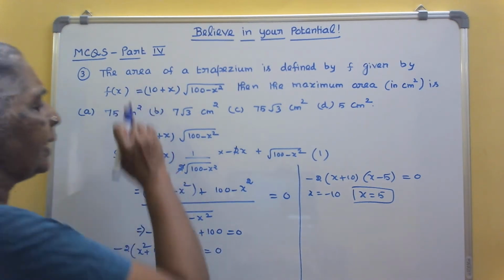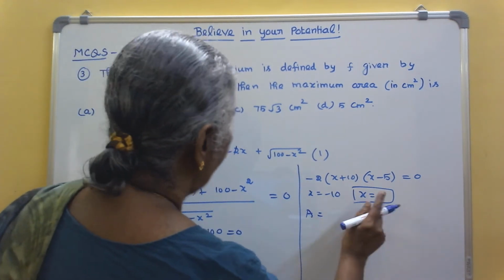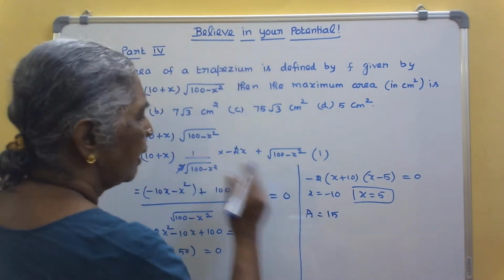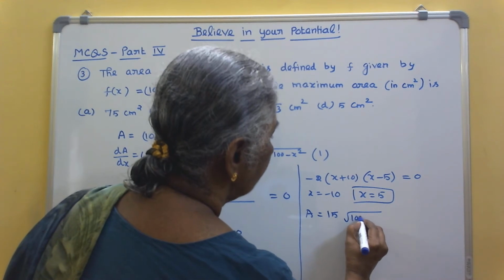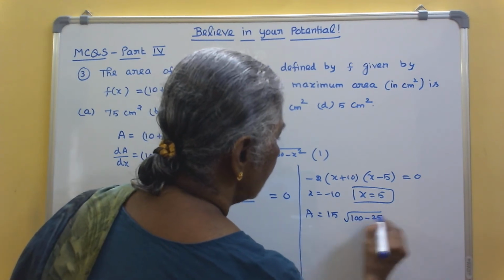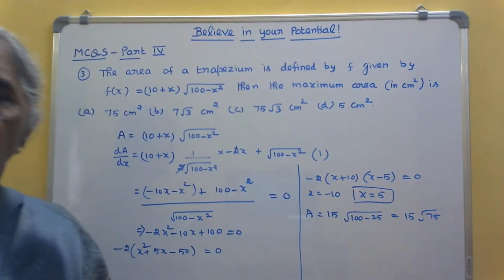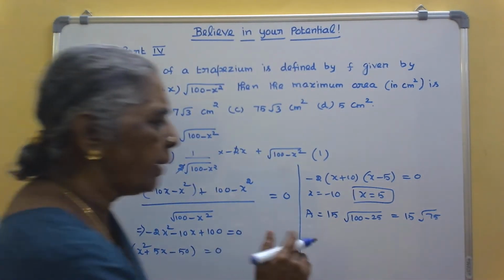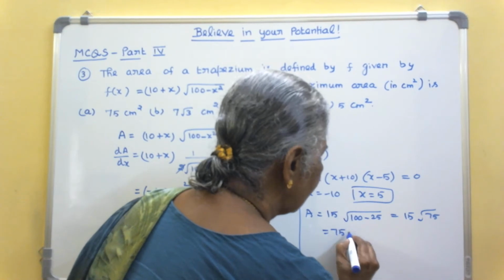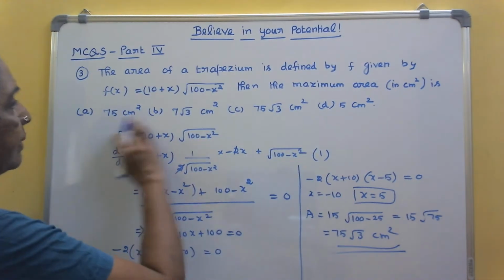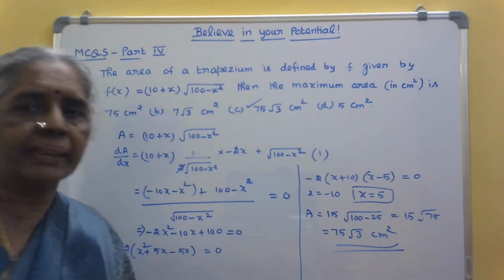Now I will go to the area. I will put x is equal to 5. So 10 plus 5, I am getting 15. Then root 100 minus 25, so I get 15 root 75. Root 75 is what? 25 into 3. So 5 can be taken out. So I will be getting 75 root 3 centimeters squared. Let us check the options. So option C is the correct one.